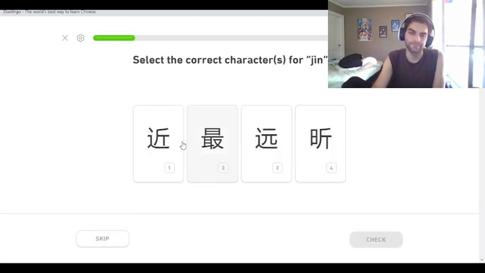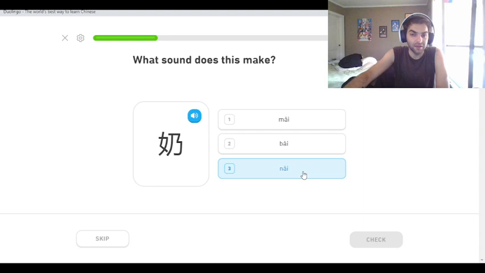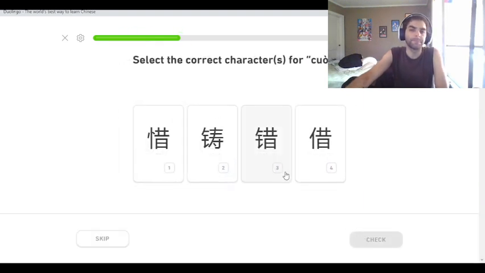进 Jin. Not to be confused with whatever that is. Probably something to do with money inside the j. 奶 Nai. 错. Alright, can you blame me there? Look at that. Gotta figure out what the difference is with that cross. Because we also got a very misleading 借 jie.